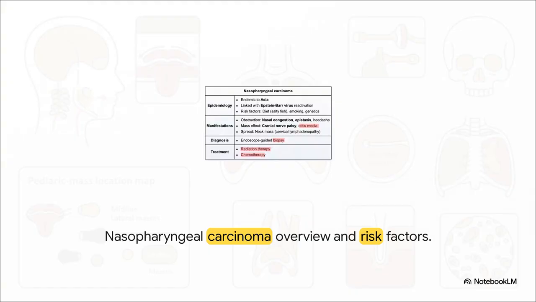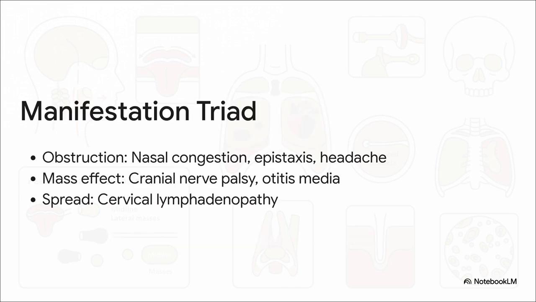This cancer is heavily linked to distinct regional and viral risk factors. You need to tie nasopharyngeal carcinoma to Epstein-Barr virus reactivation, as well as specific risk factors like Asian ancestry, a diet rich in salted fish, smoking, and genetics. On the exam, always group the symptoms into 3 testable buckets. First is obstruction, which causes nasal congestion, epistaxis, and headaches. Second is mass effect, triggering cranial nerve palsies or obstructing the eustachian tube to cause otitis media. And third is regional spread, presenting as cervical lymphadenopathy. For diagnosis, you'll use an endoscope-guided biopsy, and treatment typically involves radiation and chemotherapy.